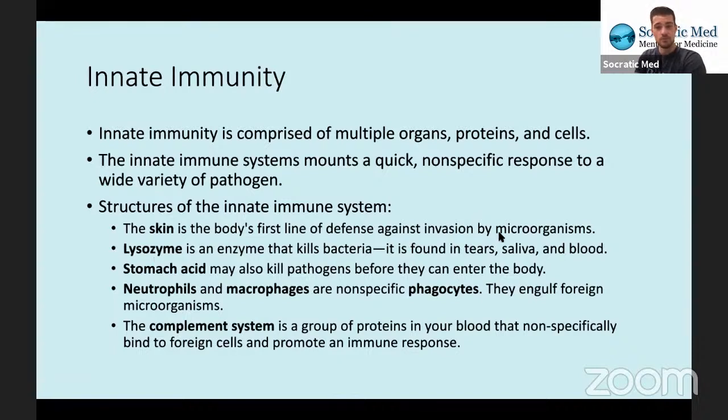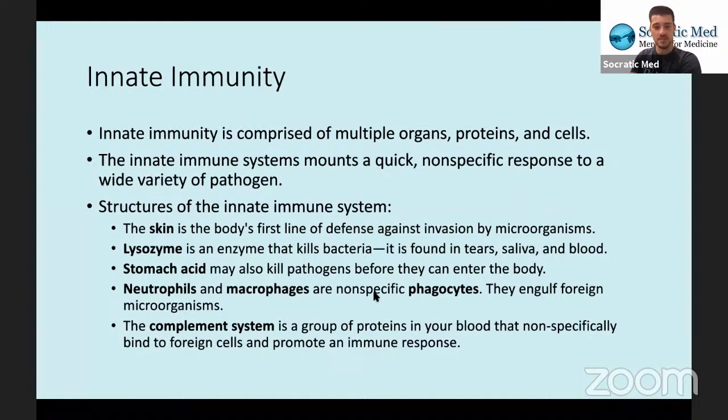Neutrophils and macrophages are non-specific phagocytes. They engulf foreign microorganisms. So that's what a phagocyte is. You've probably learned in high school and college about phagocytosis. It's just the process by which one cell will take in something else. So neutrophils and macrophages actually eat these microorganisms and they digest them from within. And that's why they are called phagocytes. And there are a couple of other phagocytes as well.